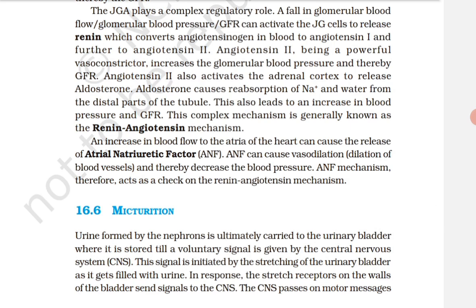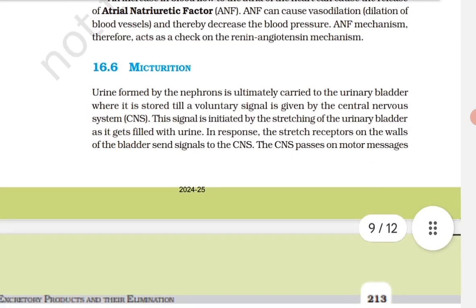I am repeating it again. In response, the stretch receptor on the walls of the bladder sends signal to the CNS. The CNS passes on motor message to initiate the contraction of the smooth muscles of the bladder and simultaneously relaxation of the urethral sphincter, causing the release of urine. The process of release of urine is called micturition, and the neural mechanism causing it is called micturition reflex. An adult human excretes on an average 1 to 1.5 liters of urine per day.